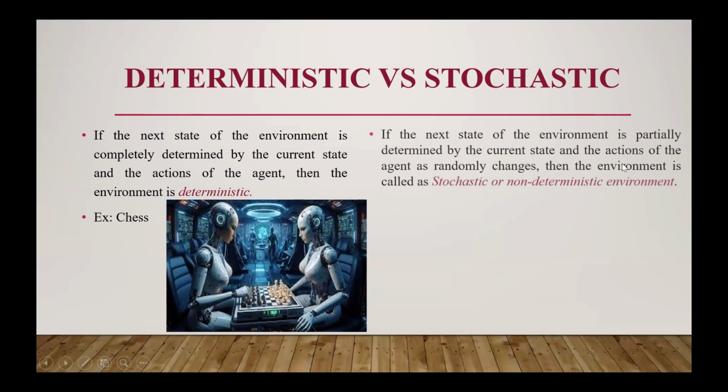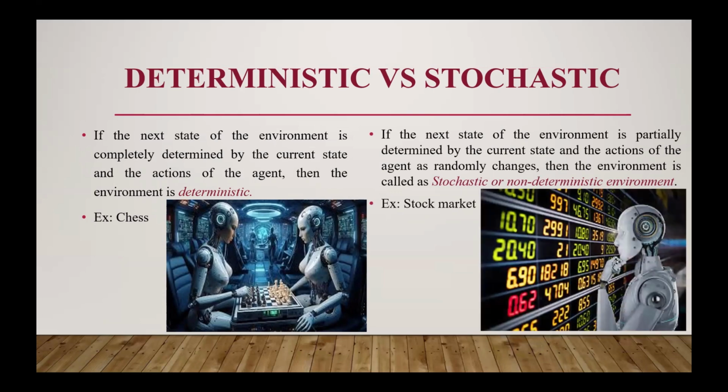So another is known what the outcome is, so it is deterministic. If the next state of the environment is partially determined by the current state and action of the agent, as it is changing randomly, then the environment is called stochastic or non-deterministic. For example, the stock market. It is highly influenced by multiple unpredictable factors, including economic events, investors' sentiments, and news and random events. Market sentiments play a significant role in introducing uncertainty. Nothing is predictable; it changes randomly.